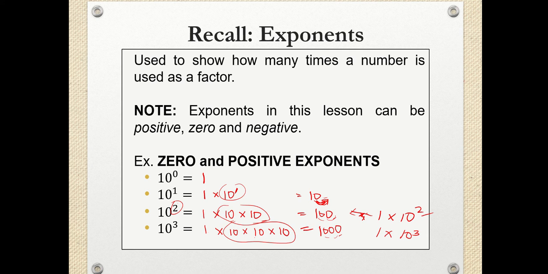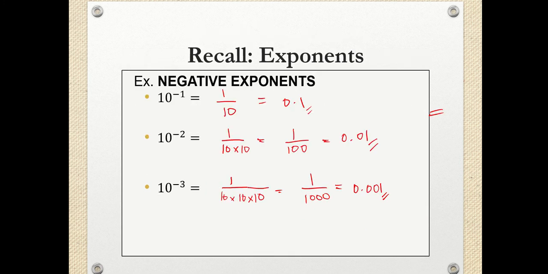Ulitin natin, kapag nag-move ka ng decimal point to the right, ibig sabihin nag-multiply ka by powers of 10. Kapag naman negative exponents, kagaya nito, negative 1, it's 1 over or 1 divided by 10, or 1/10. Parang nag-move tayo to the left naman. Kung kanina yung to the right means we multiply by 10, dito naman, pag we move the decimal point to the left, we divide by 10.